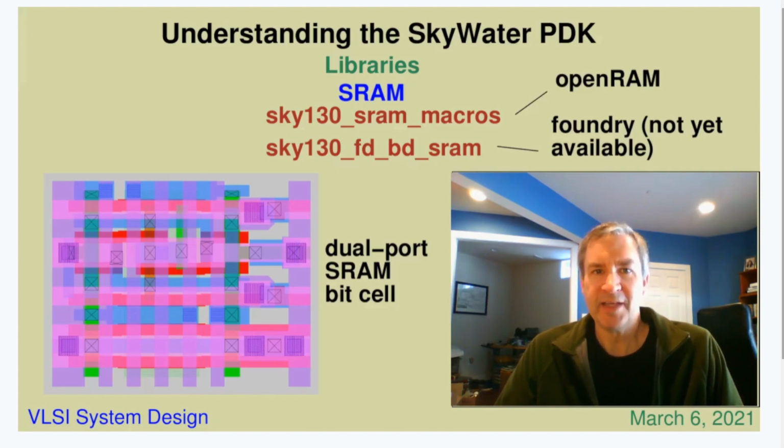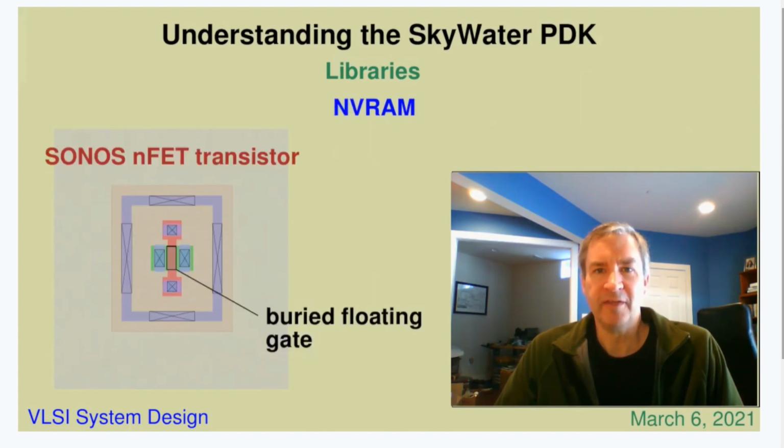We have even less of an offering from SkyWater for the NVRAM, which is to say non-volatile RAM, such as Flash EEPROM. What we have is really not much more than just the design rules for the floating gate SONOS transistor. An NVRAM library would need not only the same basic decoding and driving circuits as an SRAM library, but it needs additional circuitry for the high voltage charge pumps and circuits to control the programming and erasing.